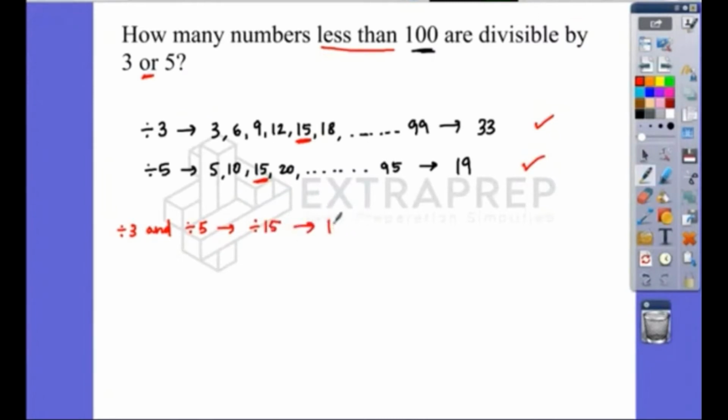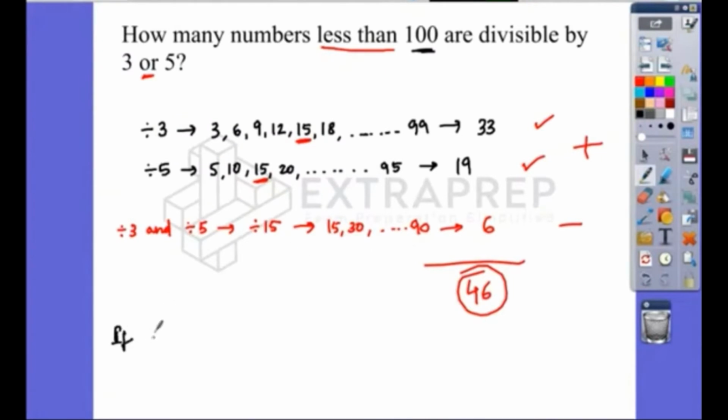So 15, 30, 45, 60, 75 and 90. Up to 90. How many are there? 6 are there. So you add these two and subtract this. So add these two, you get 52. Subtract 6, you get the answer as 46. That's your answer.